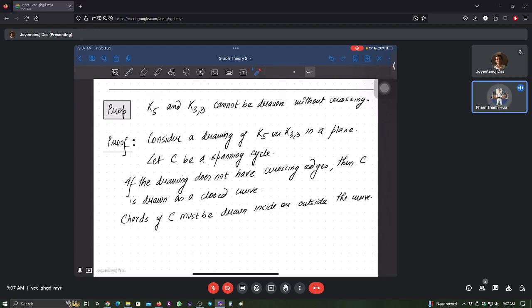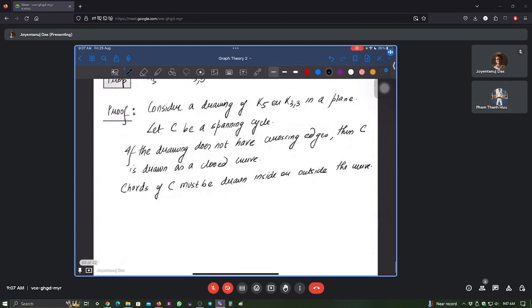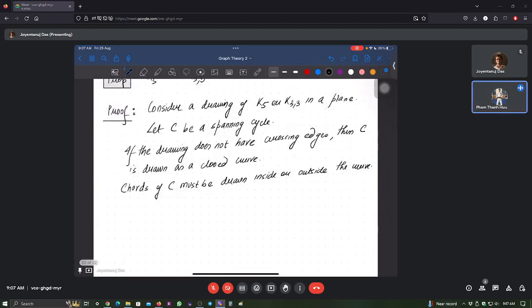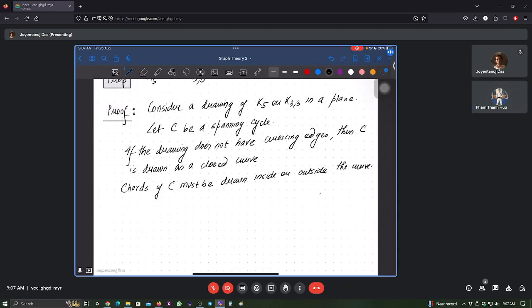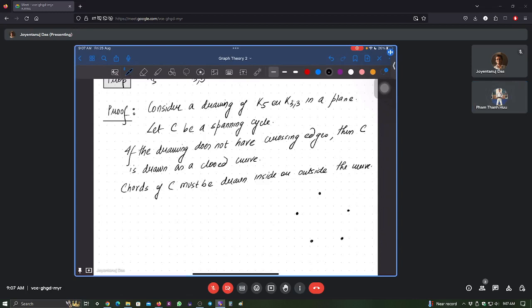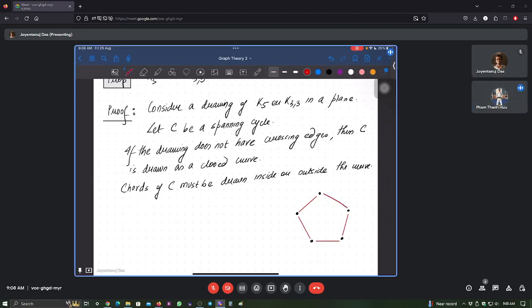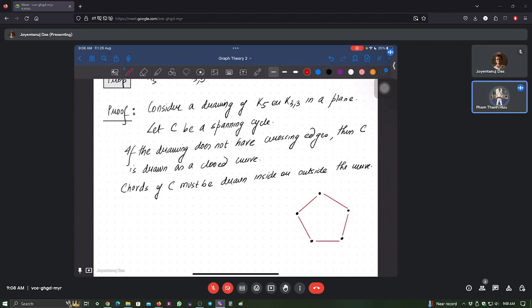What does it mean, closed? So for example, if I take this K5, there are five vertices, a complete graph of five vertices. I can take a spanning cycle that covers all of them like this. Spanning means it should be a subgraph, and it covers all the vertices. So this is a closed curve.